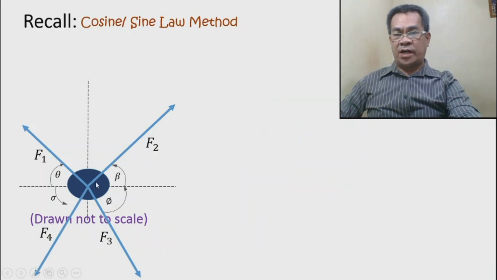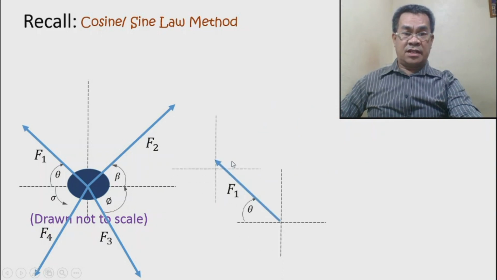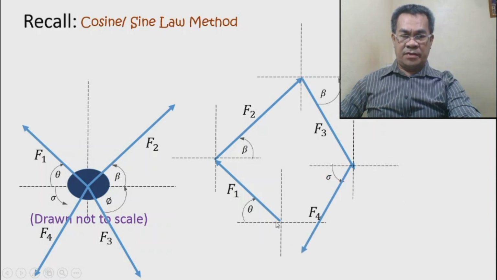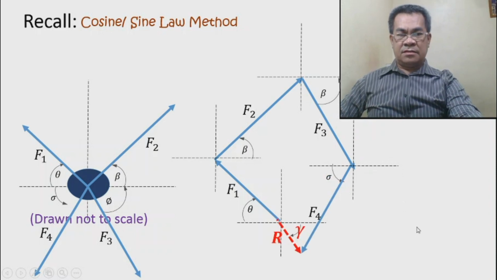Now, what will happen if we add more forces? What do you think? The same. Connect the first, then the second, then the third, then we add this one, F4. Then your R will be the closing line. Actually, if this is drawn to scale, this is now the polygon method, so you have to construct those.